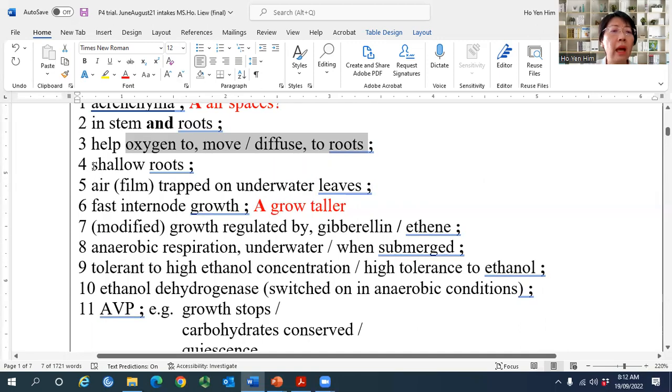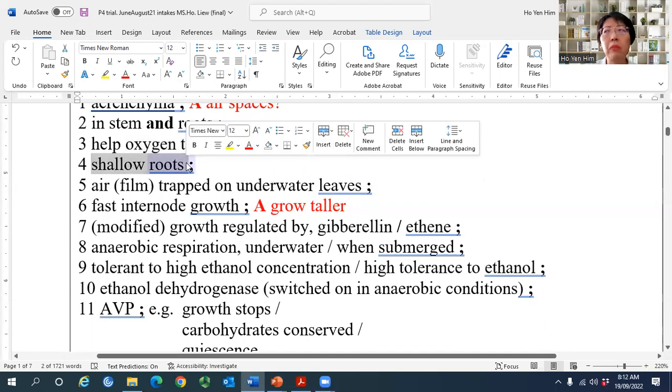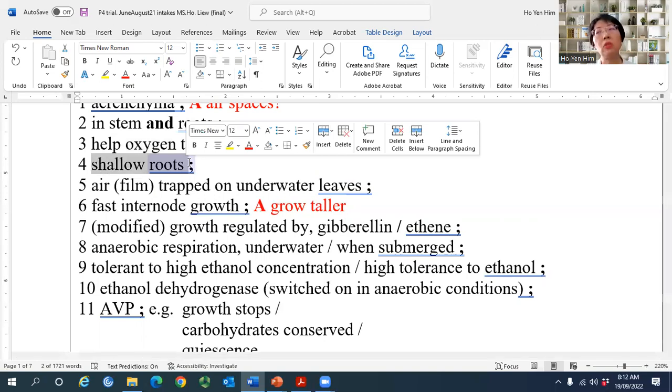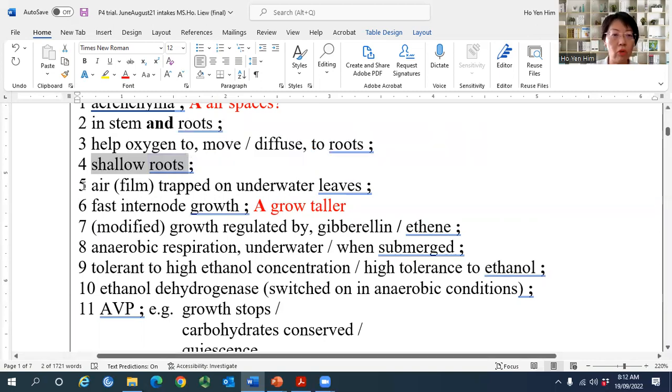Okay. Shallow root system. I'm quite surprised some students say an extensive root system. Shallow, because once it's submerged in water, oxygen comes from the atmosphere, so it will have to first dissolve in the water, then diffuse through the water. So the deeper you go, the less oxygen there is. Therefore, there's no point that the root is very long because it cannot get enough oxygen. So the root is very shallow.